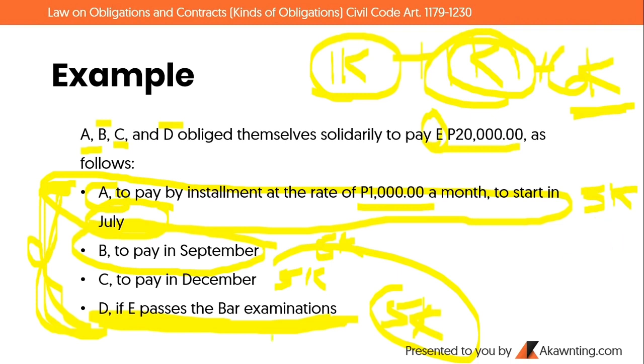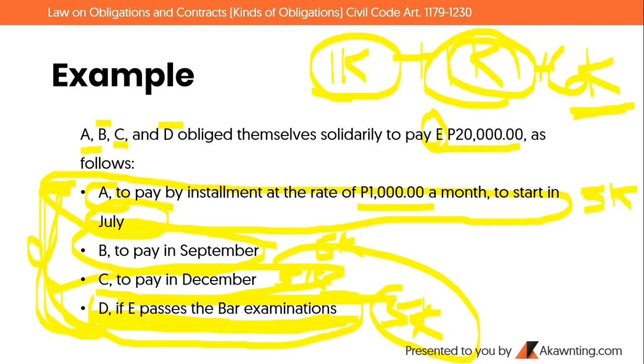Kasi solidary sila. Okay? At syempre, wag nyo na akong tatanungin kung paano pagdating ng December yung 5,000, ganun pa rin. Pwede niyang singilin yung 5,000 na yan ulit, whether kay A, whether kay B, whether kay C, whether kay D. At ganun din dun sa dulo. Kapag sakaling pumasa ng bar exam si E, malamang-lamang magiging demandable na yung share ni D. Pero, yung 5,000 na share niya na yan, pwedeng singilin kahit kanino sa mga solidarity debtor.